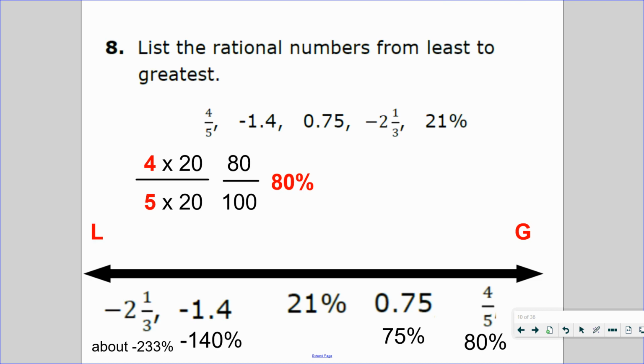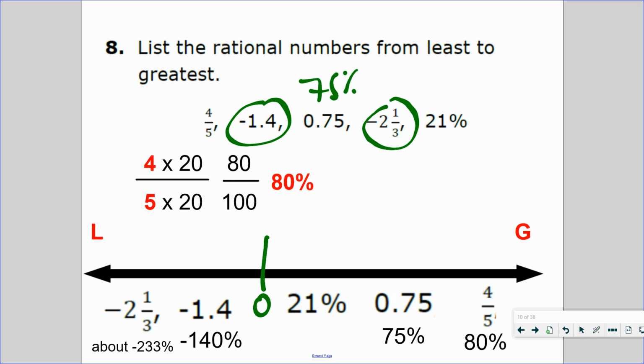List the rational numbers from least to greatest. As you notice, a number line goes from least to greatest. So this must be the middle. So negatives are to the left, positive to the right. So -2 is 2 away from 0, so it's the farthest, then -1 and 4/10. Then, so we're done with the negatives. So this is 21%, 75%, but what is 4/5 as a percent? To build it to 100, you multiply by 20, 80 out of 100, or 80%. So that goes from least to greatest.